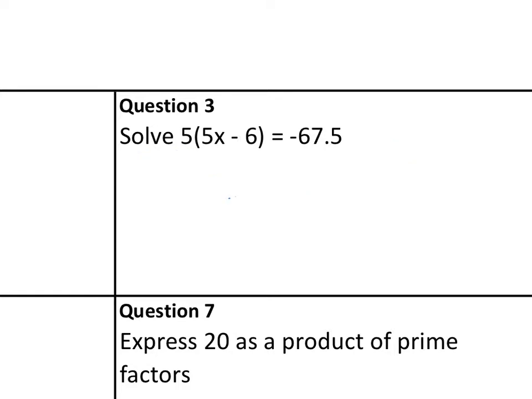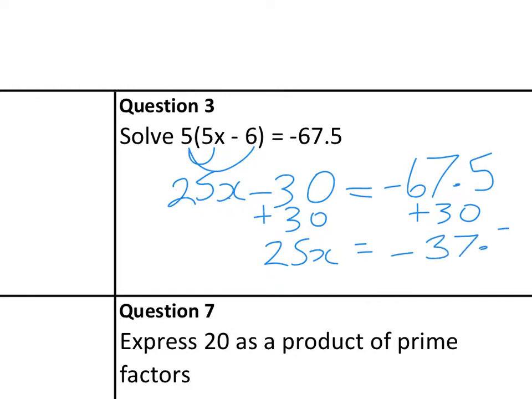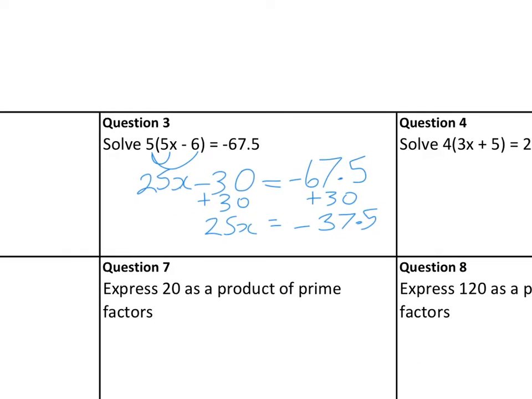Okay, let's expand the brackets. 5 times 5x, 25x. 5 times negative 6, negative 30. Okay, let's add 30 to both sides. 25x equals negative 37.5. And if I use a calculator for that, x is, divide both sides by 25, negative 1.5.